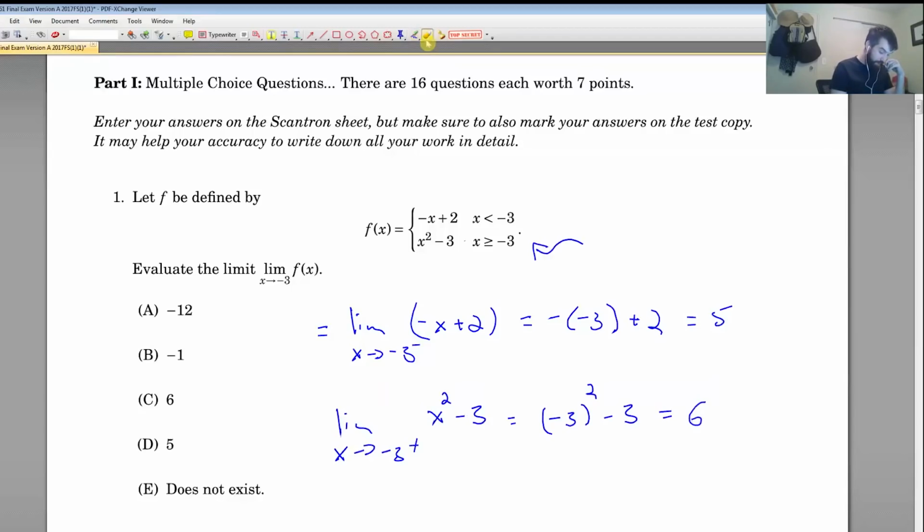So in this specific example, when I go to my problem spot of minus 3, and I go from the left, it gets the value of 5, and when I go from the right, I get the value of 6. And so they don't match. At that minus 3, the limit from the left and the limit from the right do not match. It is a jump discontinuity, and so we can say that the answer is does not exist.